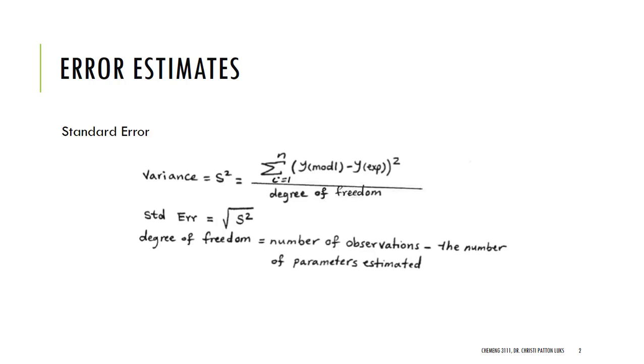Now, the degrees of freedom is the number of observations we make minus the number of parameters estimated. You've probably seen this where what you were trying to estimate was the average, in which case the number of parameters is 1. But say we were fitting a straight line, then we have m and b, we have 2 parameters, so it would be n minus 2. The standard error is the square root of the variance.